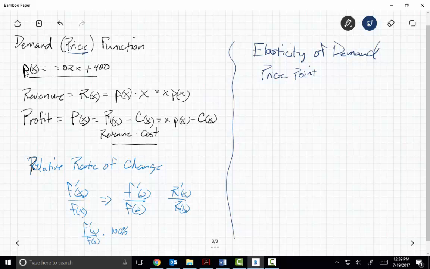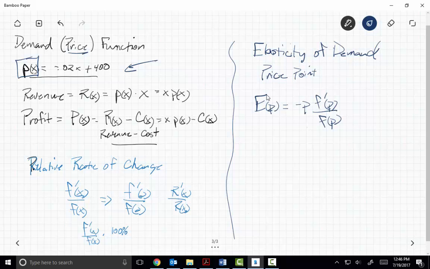Okay, elasticity of demand is written like E of P is equal to negative P times f prime of P divided by f of P. Now let's take a gander at this for just a second. First and foremost, elasticity is a function of p. It's a function of price. So let's look over here.